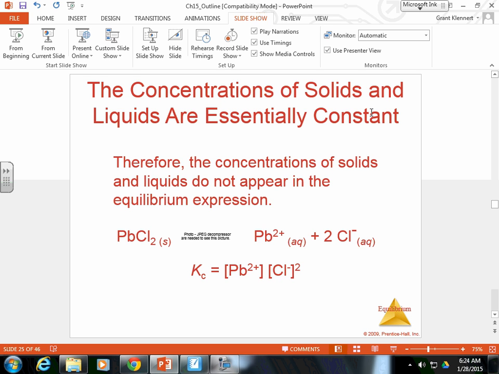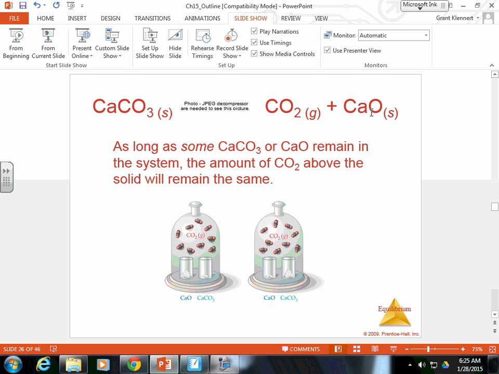So what that means is when you have a solid or liquid in an equation, you are not, and let me repeat, you're not going to express that in the equilibrium equation. So you are not going to express a solid or a liquid in an equilibrium equation. So below we have lead 2 chloride breaking down in solution into 2 ions. We put the ions in the equation because they're in the aqueous state, but we do not put the solid because the concentration of solids and liquids rarely change.